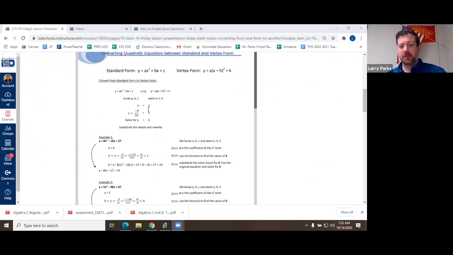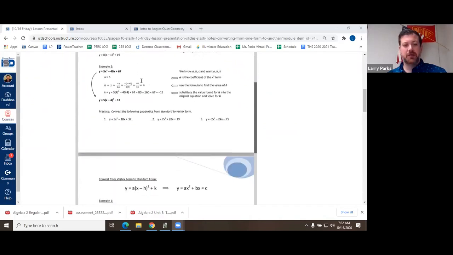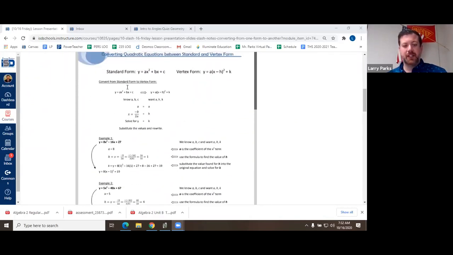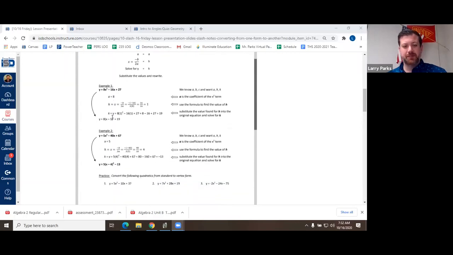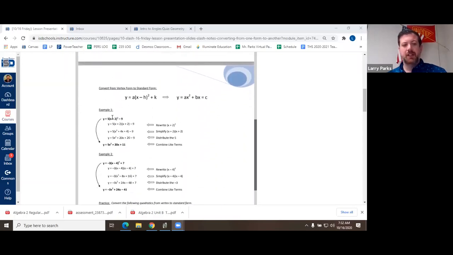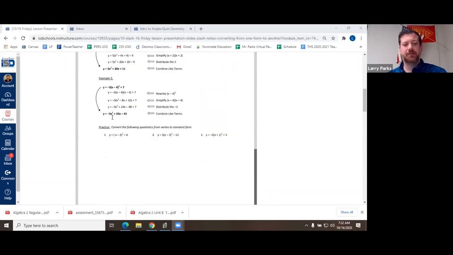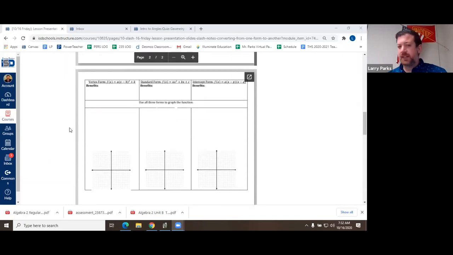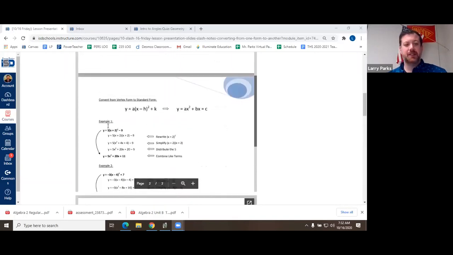Okay, so I have some notes out there. These notes go from one form to another. So you can see these notes are from standard form to vertex form. These notes go over how to go from vertex form to standard form. And we've already been doing standard to intercept.